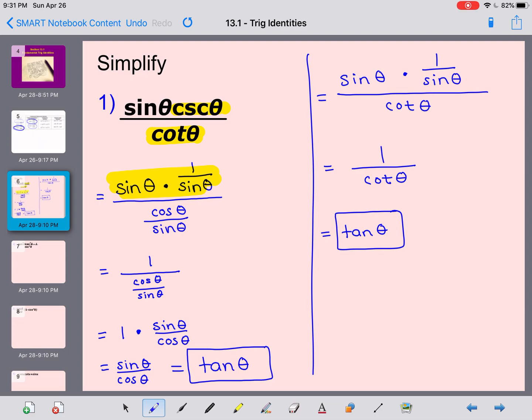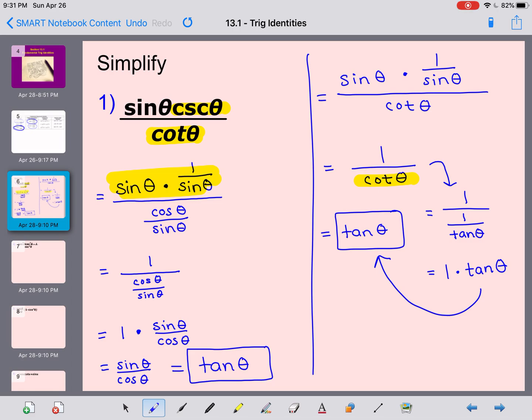Another option is from here, you could have changed cotangent of theta into 1 over tangent theta, that was on your sheet. And then you could do a keep, change, flip. And then that would have brought you to that answer. So you can see I just did like 3 different ways of doing this problem. As long as you're showing all your work, you're in good shape. All right, and obviously you can't break any rules.